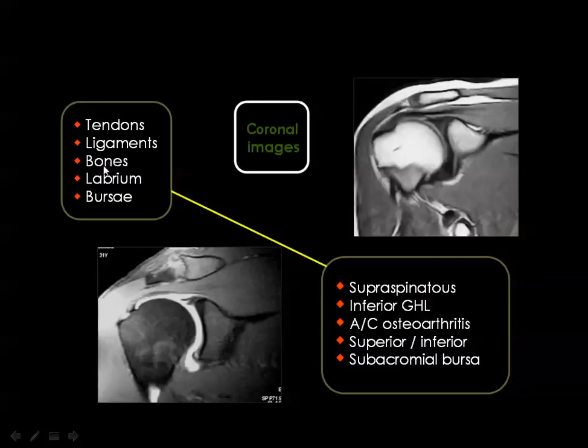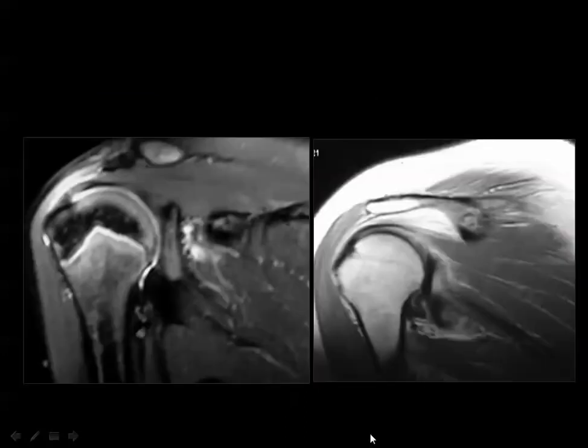Considering the bones, you can easily evaluate the acromioclavicular joint, and the only lesion seen in the acromioclavicular joint is osteoarthritis. Then in the labrum, we have here the superior labrum and the inferior labrum, which can be easily evaluated in the coronal planes. Considering the bursa, you know the bursa which is evaluated in the coronal is the subacromion subdeltoid bursa, and you remember that bursa will not contain fluid unless it is inflamed.